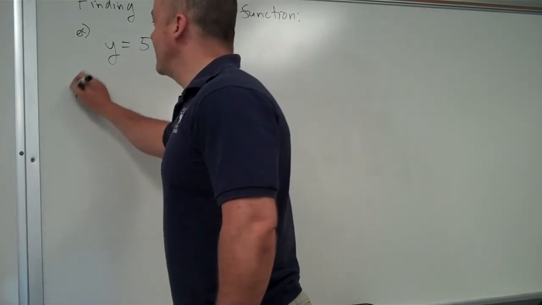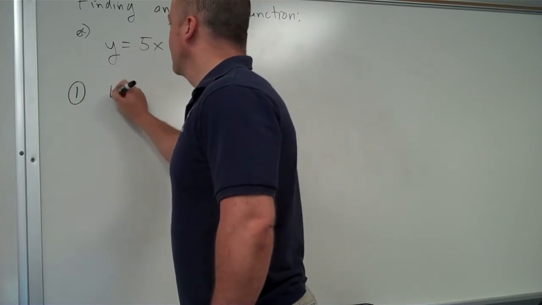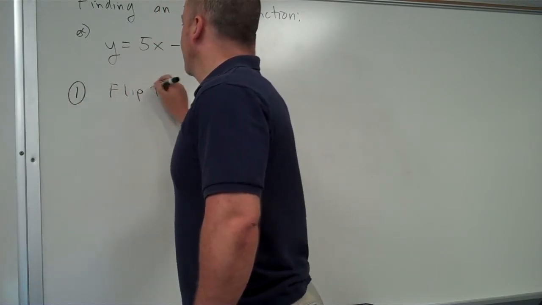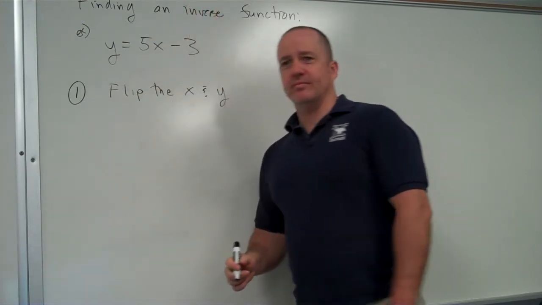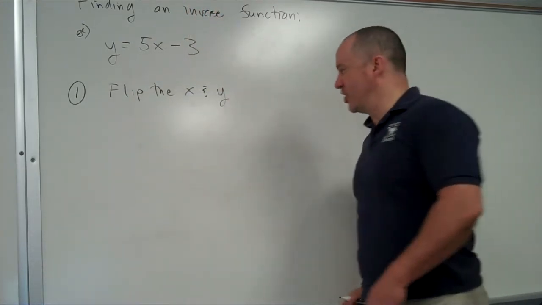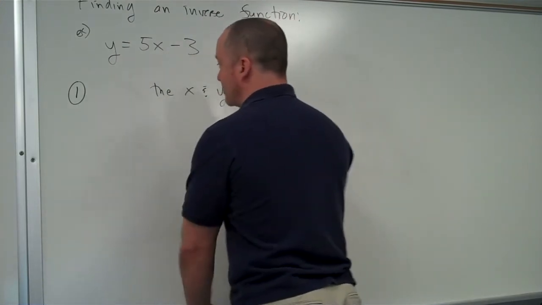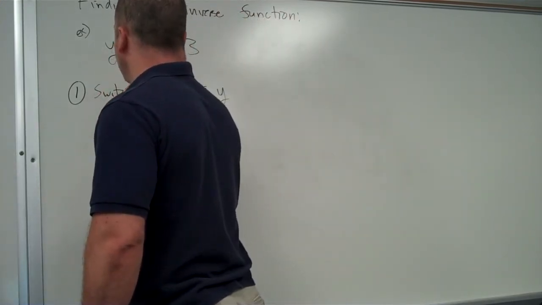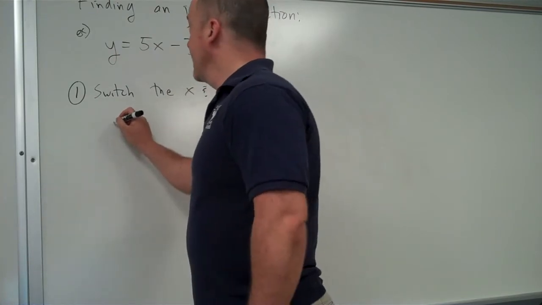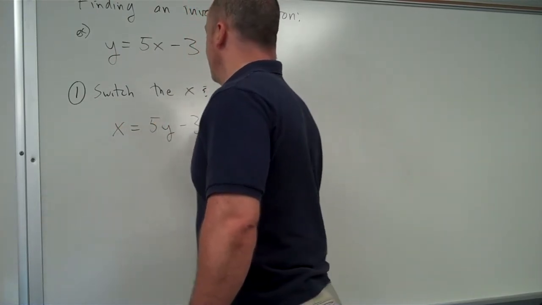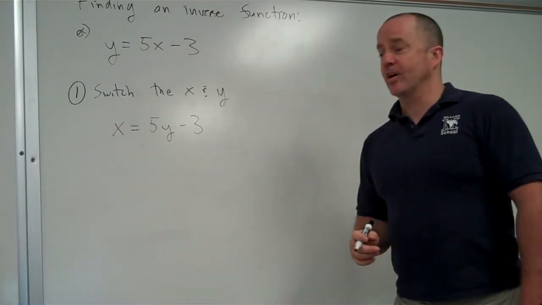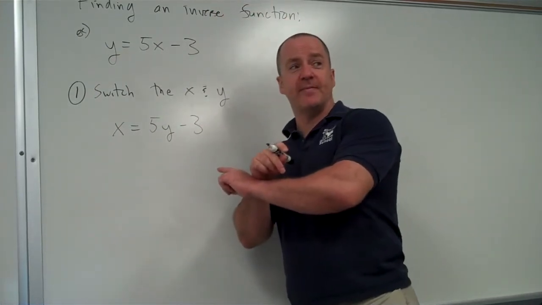Here's step 1 in finding an inverse function. Switch the x and y. I'm not going to say flip, I'm going to say switch, because flip sounds like reciprocal. So it's going to be x equals 5y minus 3. I'm just switching the x and y.